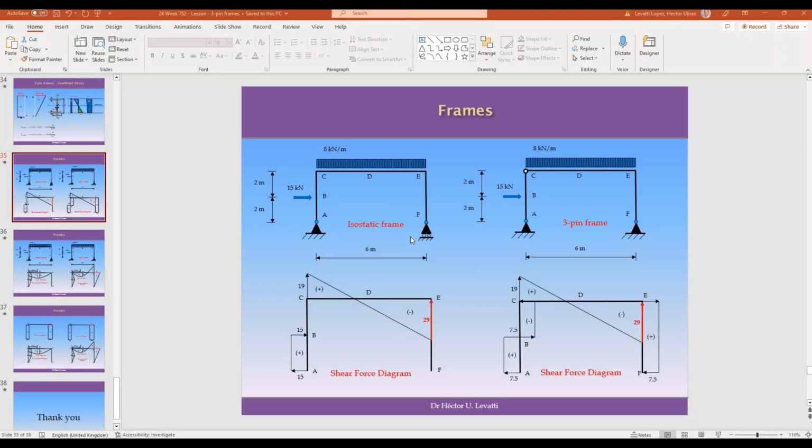Okay then, so we have calculated these two frames. The first one is an isostatic frame because we have a pin support and a roller, so it's a simple supported frame. And the second frame is isostatic as well, but has at the bottom of the columns two pin supports and a hinge in the corner C.